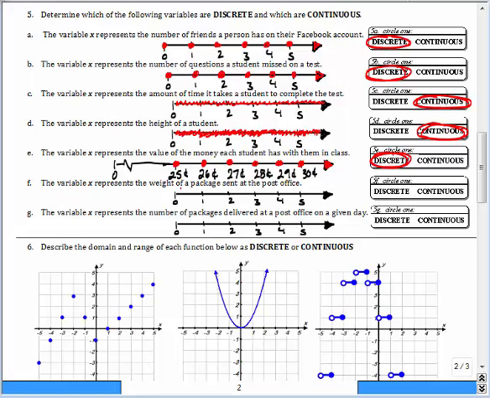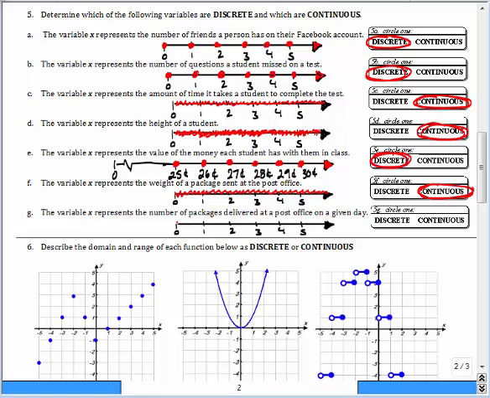The next one, the variable x represents the weight of a package sent at the post office. Let's say this is in pounds. You could have something that's next to 0 pounds. You could have 1 pound. You could have 1.2 pounds. Weight is usually considered continuous because, again, if you gave me 1 pound or 2 pounds, is there any value between those that makes sense? Sure, 1.5 pounds. Is there another value between 1 and 1.5? 1.25 pounds. Is there a number between 1 and 1.25? Sure, 1.1 pounds. And you can do that all the way down to infinity because any decimal is a possible value for the measurement of the weight of a package, so this one would be considered continuous.